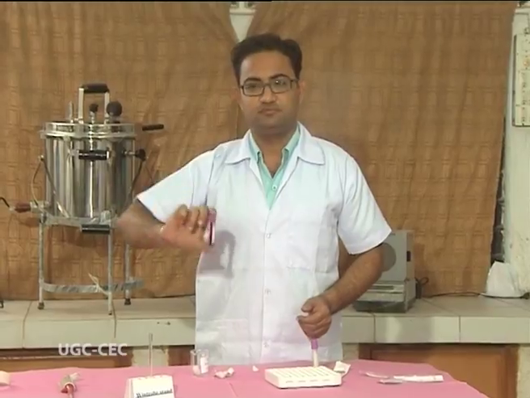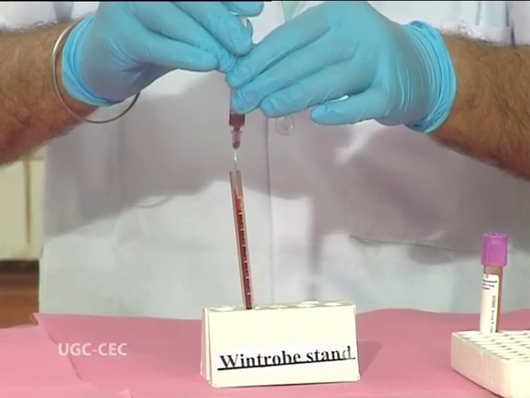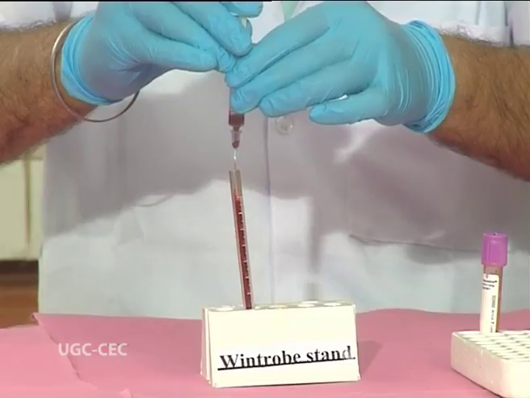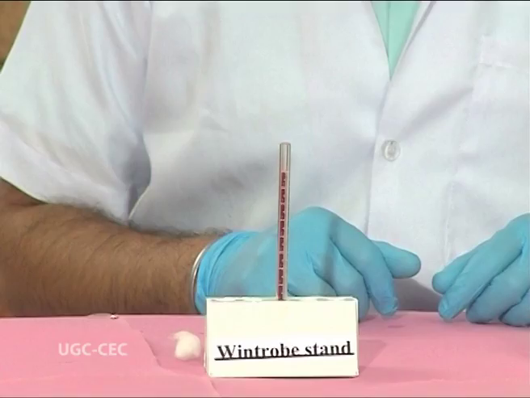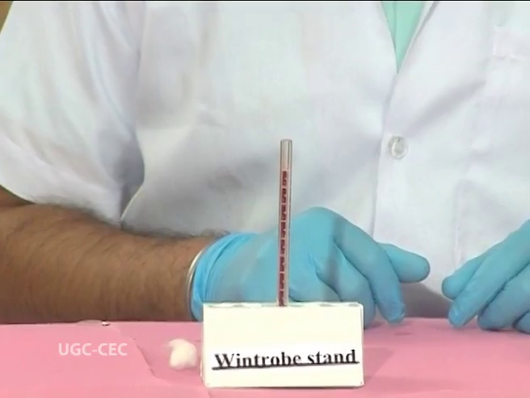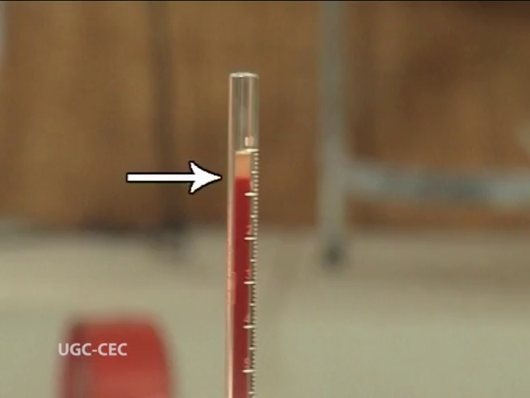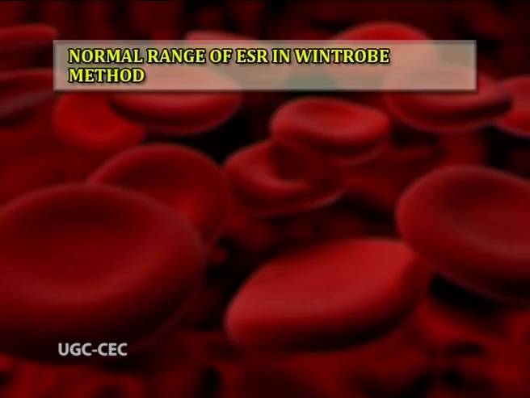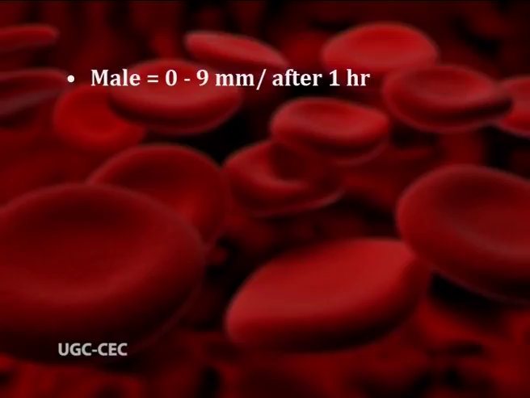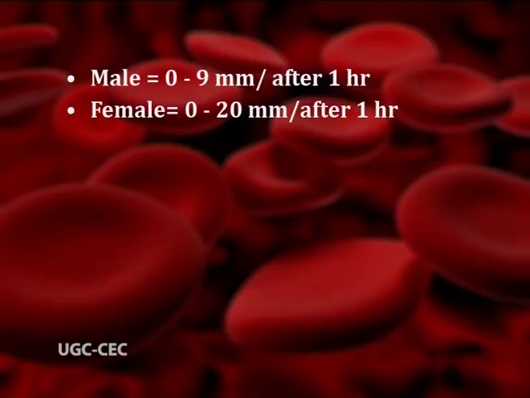3. Mix the blood carefully. 4. Fill the Wintrobe tube to the 0 mark using a syringe. 5. Place the tube in exact vertical position in the stand. 6. Set the time for 1 hour. 7. At the end of 1 hour, note the level of the erythrocyte column in millimeters. Normal range of ESR in the Wintrobe method: in males, 0 to 9 millimeters after 1 hour, and in females, 0 to 20 millimeters after 1 hour.